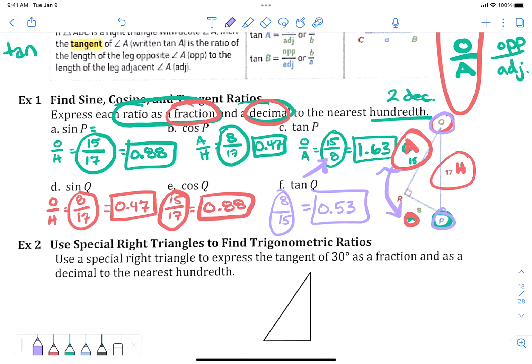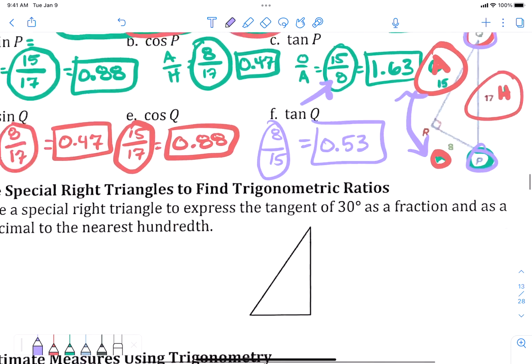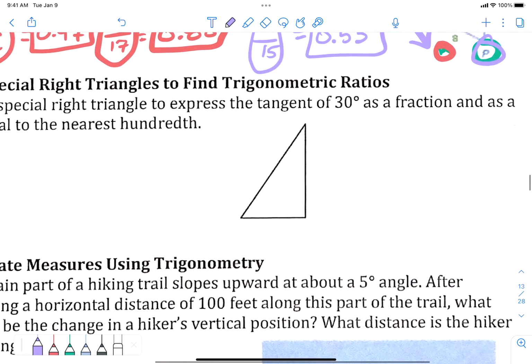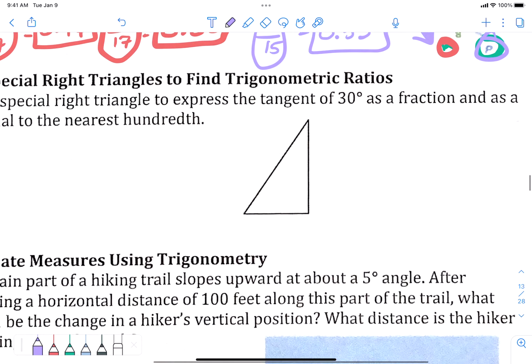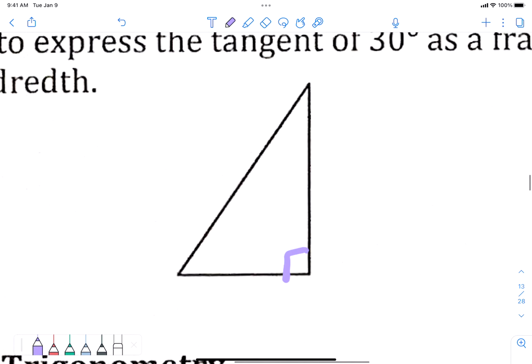All right, now, example 2. Use a special right triangle to express the tangent of 30 degrees as a fraction and as a decimal. So here's my 30, 60, 90 triangle. We're going to label it. Which one is the 30-degree angle, by the way? If you had to guess, which one's 30? The top one, right? The smaller one. 30 degrees. This one's going to be 60 degrees.